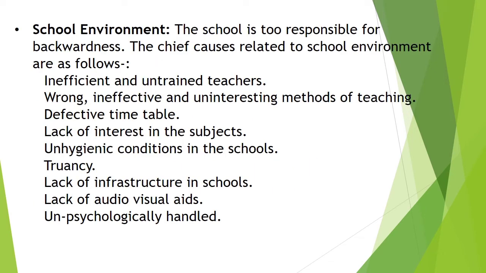School environment. The school is also responsible for backwardness. The chief causes related to the school environment are as follows: inefficient and untrained teachers, wrong, ineffective, and uninteresting methods of teaching, defective timetable, lack of interest in the subjects, unhygienic conditions in the schools, truancy, lack of infrastructure in schools, lack of audio visual aids, and children being handled unpsychologically.